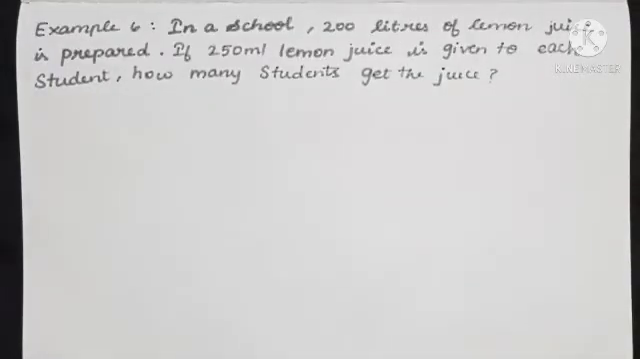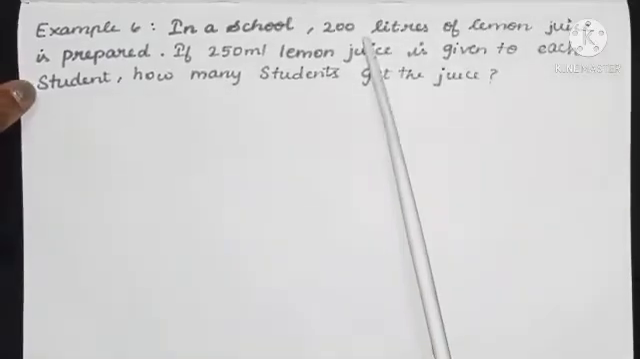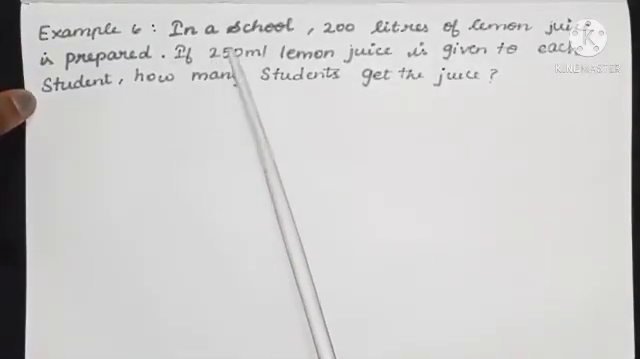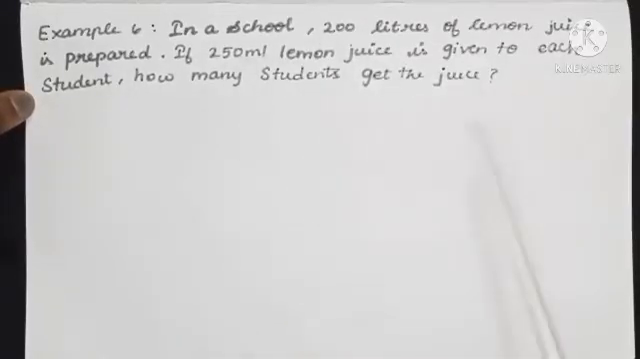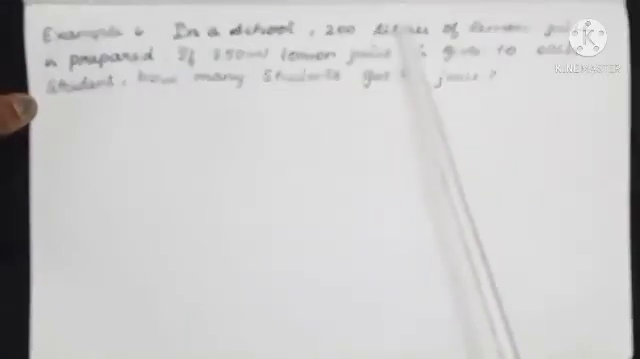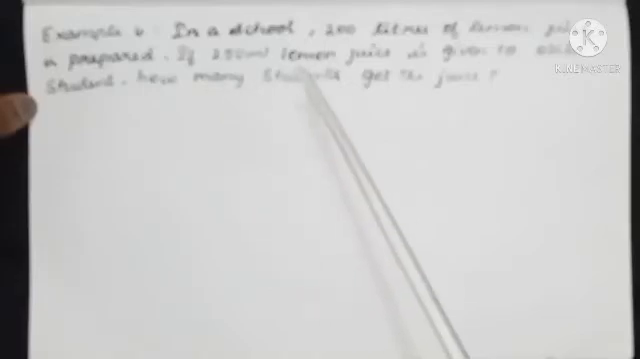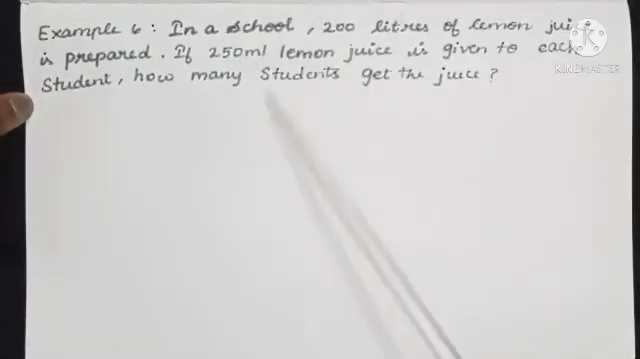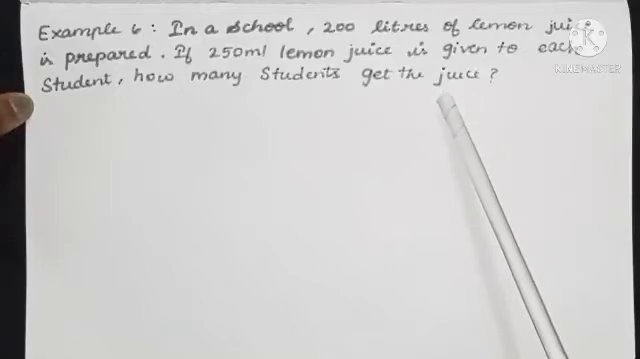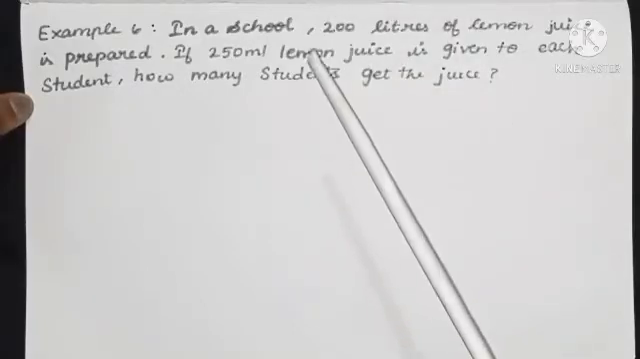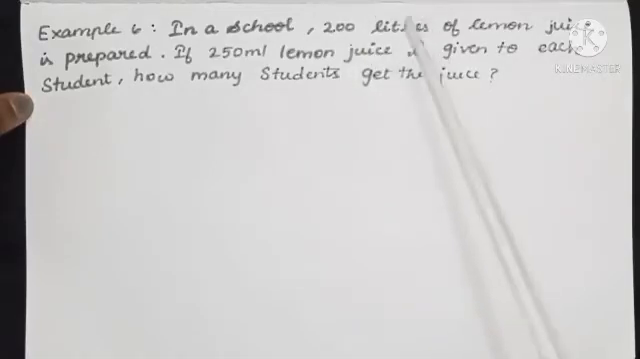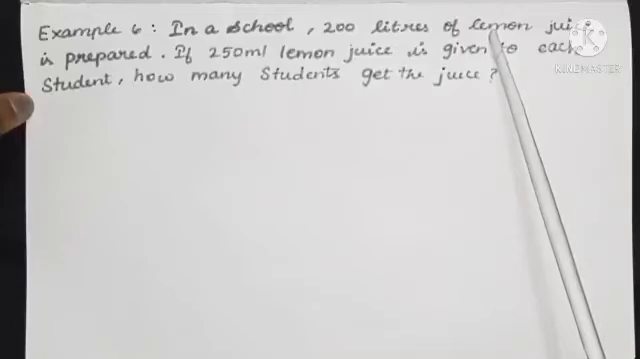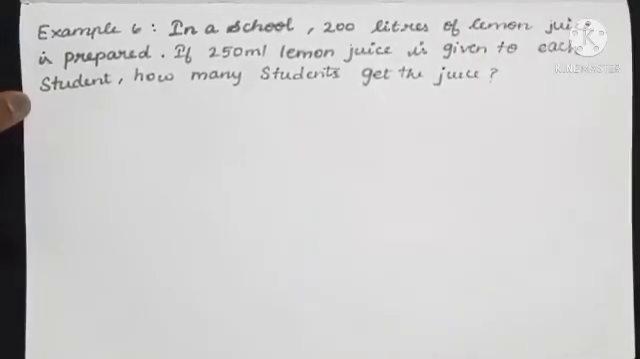Example 6. In a school, 200 liters of lemon juice is prepared. If 250 milliliter lemon juice is given to each student, how many students get the juice? See here, totally 200 liters of lemon juice is prepared. For each student, they give 250 milliliter of lemon juice. We have to find how many students get the juice. So, to find the number of students, we have to divide the total liters of lemon juice by 250 milliliter.